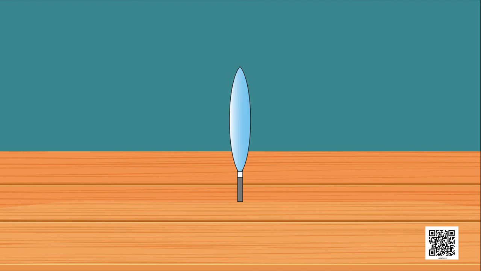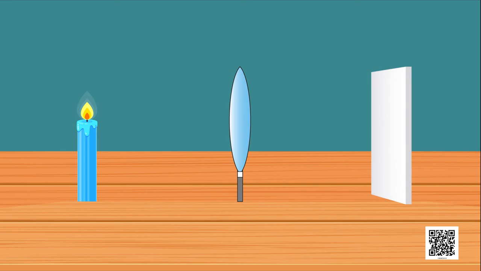Place a lighted candle in front of a convex lens and a screen on the other side of it. The lighted candle should be placed far from the focal length of the lens, say at infinity. You will see that a sharp, clear image of the candle appears on the screen. The image is real and inverted in nature.